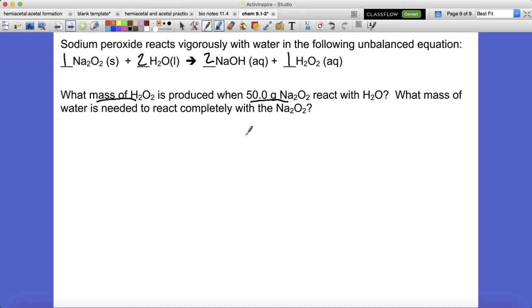Every time you go through this, I do want you to write down, or at least when you start, I want you to try and figure out what you're supposed to be doing, right? I need to change grams of A, which is sodium peroxide, into grams of B, which is hydrogen peroxide in this case. But I have to do multiple steps to get there, because I'm going to have to change grams of A into moles of A. And then I'm going to have to change moles of A into moles of B. And then I can change moles of B into grams of B. Unfortunately, there are no shortcuts for this, so you have to do all of that work every time.